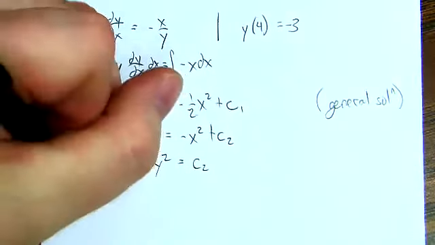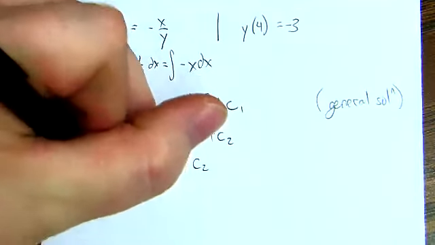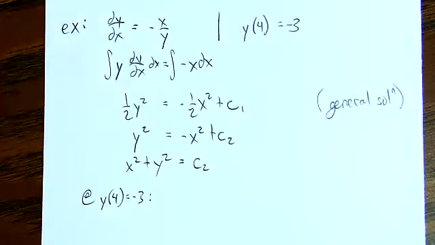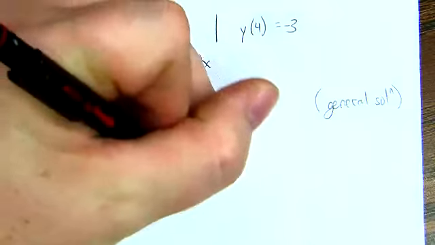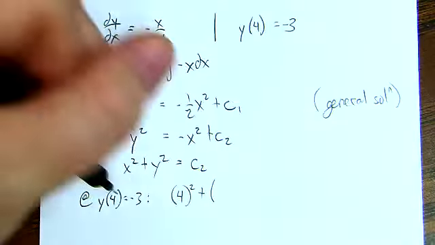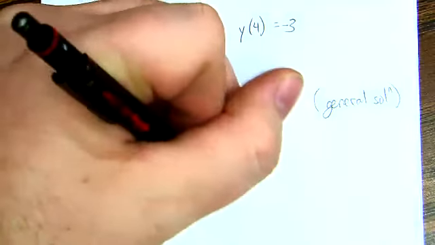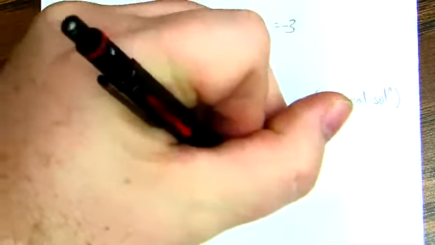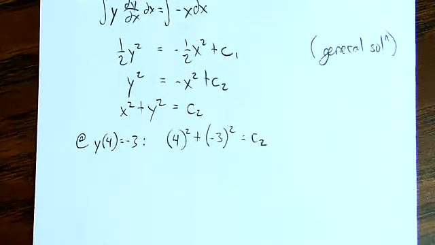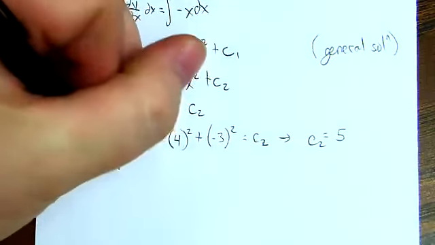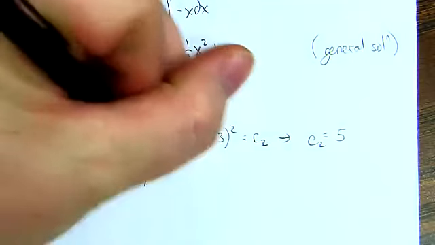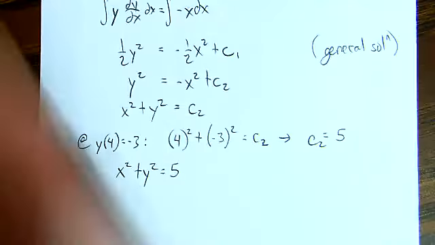Our condition was that y of 4 is equal to -3. So that means when I plug in 4 for x, I better get a -3 for y, and that needs to be a true statement. So I need to choose C2 so that this is a true statement. C2 in this case is equal to 5. And so this gives us the particular solution, x squared plus y squared is equal to 5.